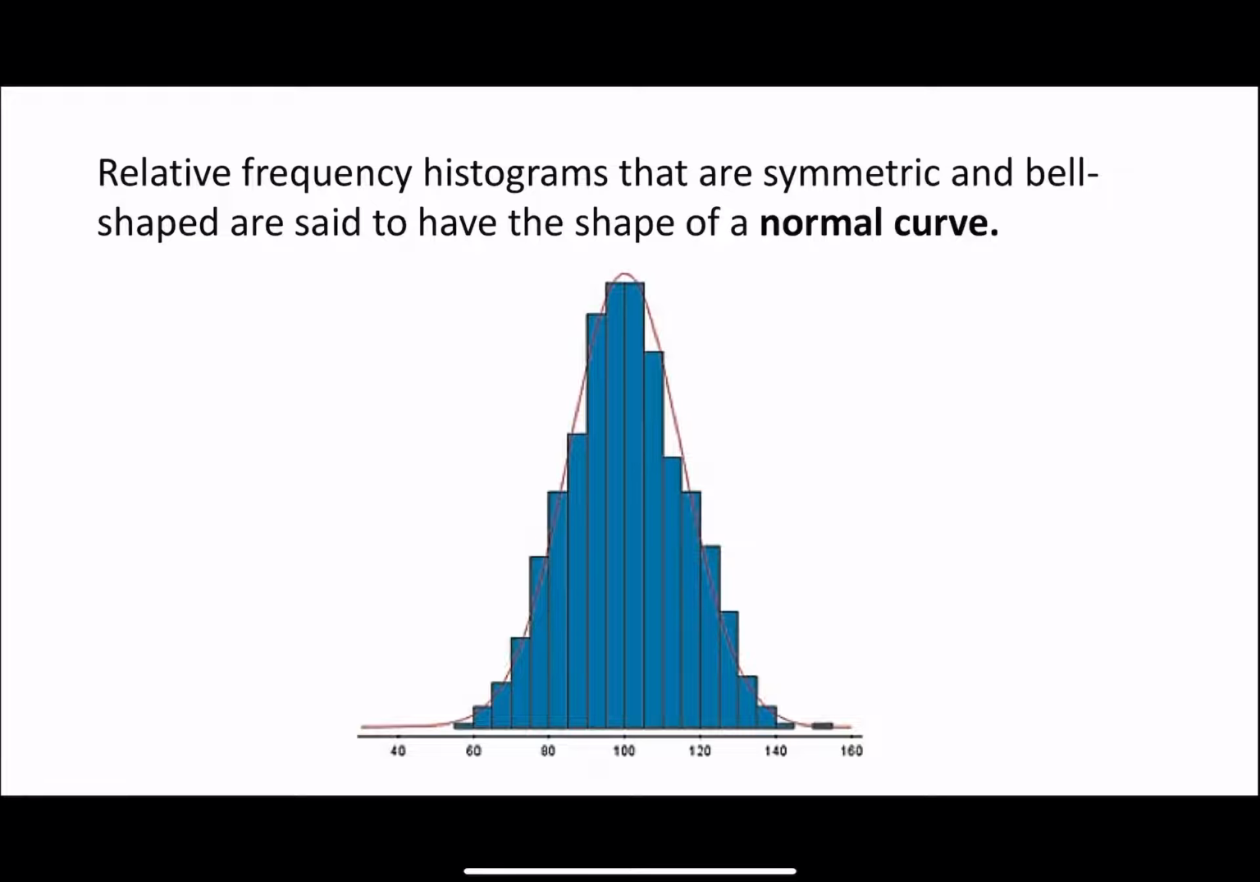All right. So relative frequency histograms, we've seen these for a while here. They're symmetric and bell-shaped. The ones that are symmetric and bell-shaped are said to have a normal curve. We've been dealing with normal curves a lot already, and we're going to be dealing with them. This whole chapter is on normal curves. So this bell-shaped or symmetric graph here has a normal curve.